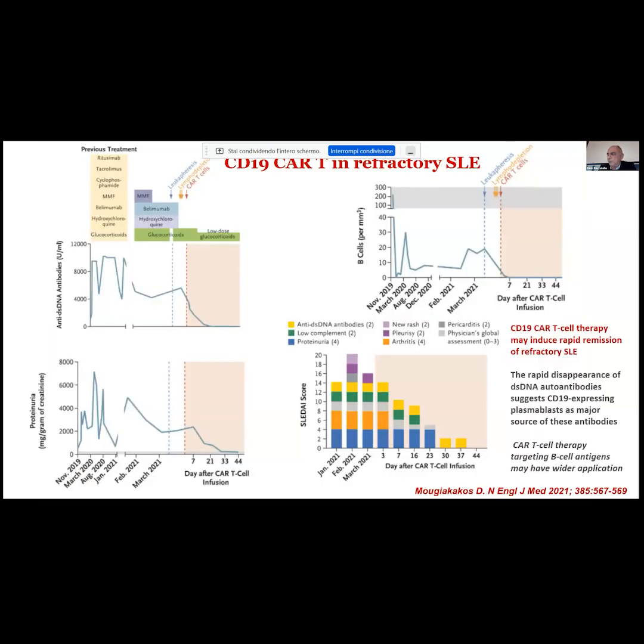Recently, CD19 CAR T cell therapy was anecdotally applied in a case previously treated with mycophenolate, belimumab, cyclophosphamide, rituximab, tacrolimus, and also leukapheresis and lymphodepletion. The CD19 CAR T cell therapy may induce the rapid disappearance of anti-DNA antibodies, suggesting that CD19-expressing plasmablasts could be major sources of these antibodies.